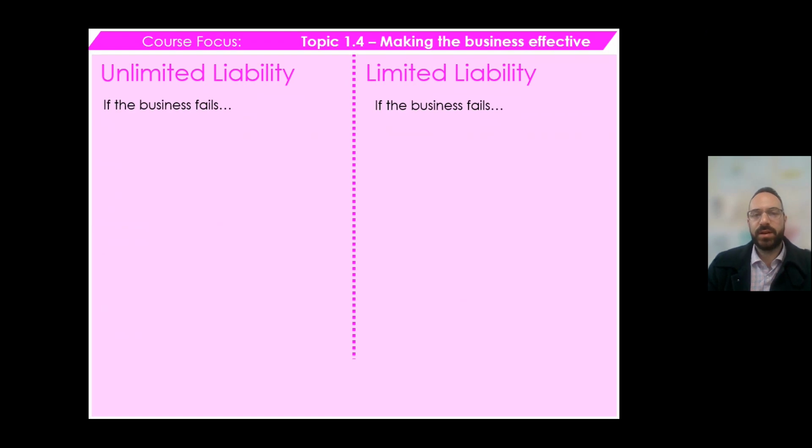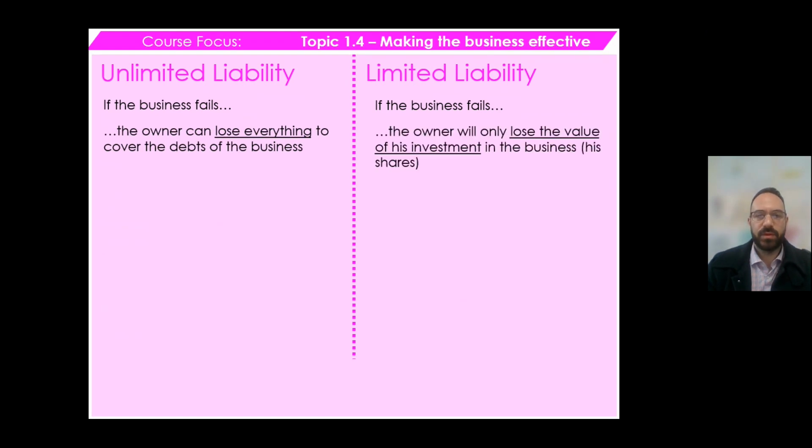So here we start talking about limited and unlimited liability. So unlimited liability, if the business fails, the owner can lose everything to cover the debts of the business. With limited liability, the owner will only lose the value of his investment or her investment into the business, their shares. So this could basically mean if they have put in 100,000 to the business, they can lose that 100,000, but they can't lose any more than that.